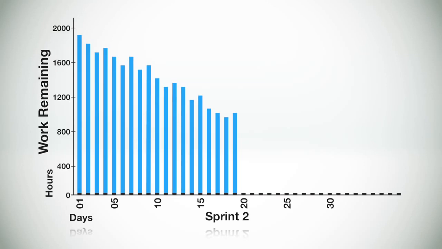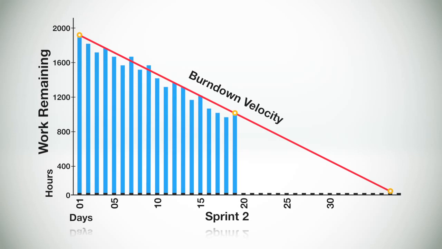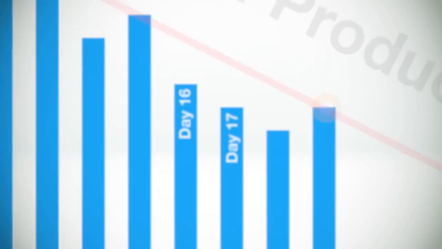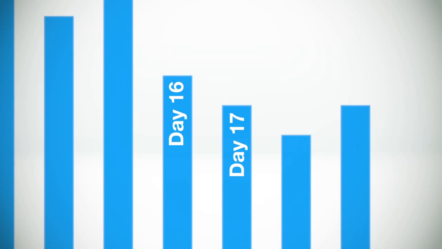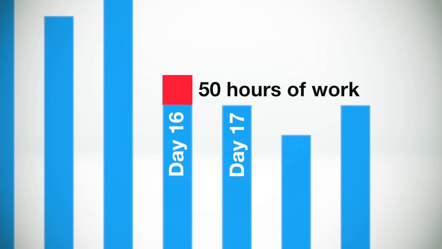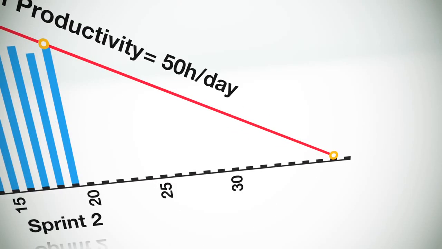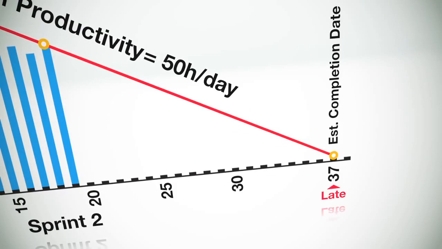Using the burndown chart, the team can quickly calculate this, the slope of the graph, which is also called the burn down velocity. This is the average rate of productivity for each day. For example, a team's rate of productivity might be that on a typical day they finish approximately 50 hours of work. Knowing that, it's possible to calculate an estimated completion date for the sprint, or even for the entire release based on the amount of work remaining.